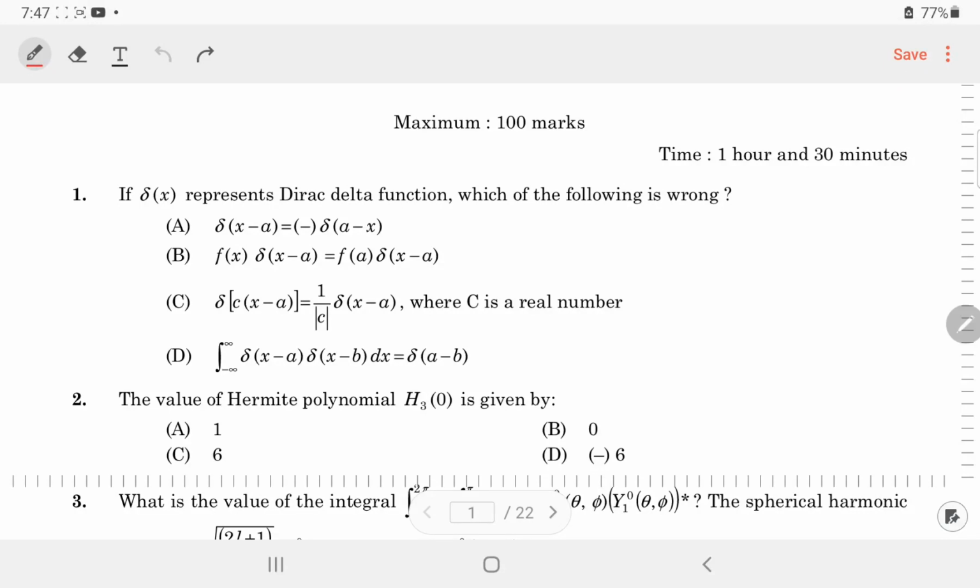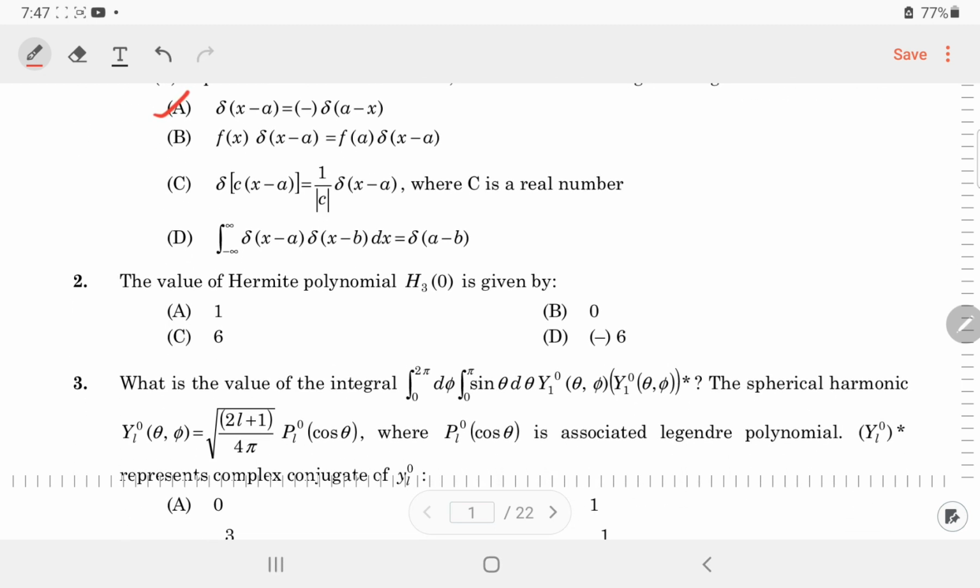If delta x represents the Dirac delta function, which of the following is wrong? The answer is option A. Question number 2. The value of the Hermite polynomial H3 of 0 is given by. The answer is option B, 0.